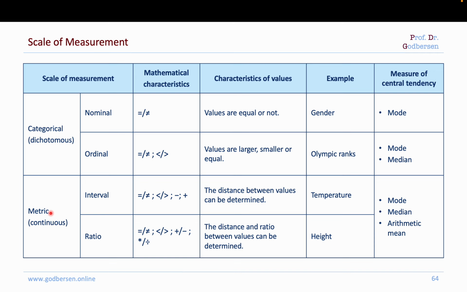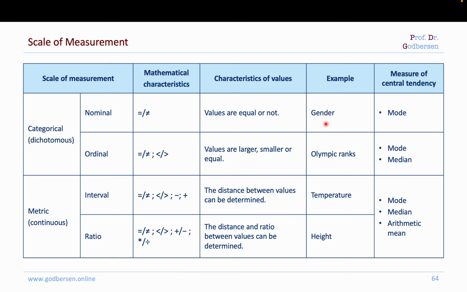So within the categorical scales of measurement, you have a nominal scale of measurement. Here you can only say values are equal or not. I think the best example is gender. We cannot say a man is more than a woman or a woman is more than a man. We can only say men and women, that's different, and put them into different boxes, into the men box, into the woman box. They're different, but we cannot say one is more than the other.